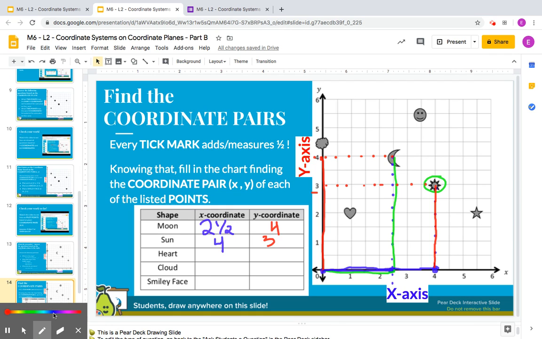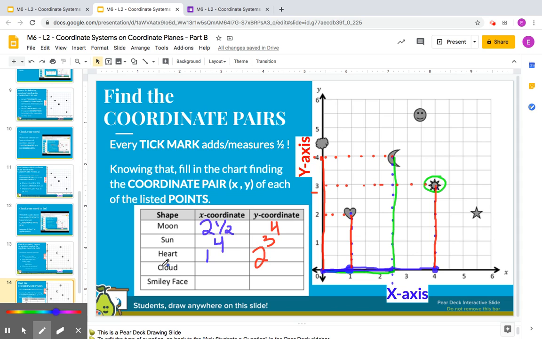Now let's go to the heart. Heart is right here. Gotta start on my origin. Gonna go over and then up. Over 1/2, 1. And it lines up. So my heart, the x-coordinate is 1. It hit 1 on the x-axis. And let's see how far up it goes. 1/2, 1, 1.5, 2. And it hits 2 on my y-coordinate.